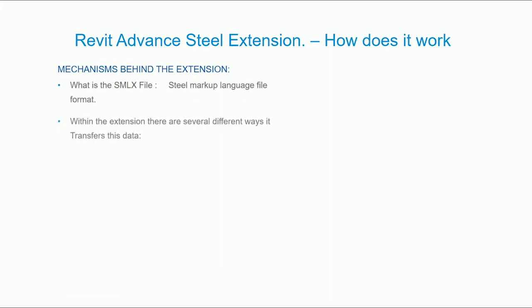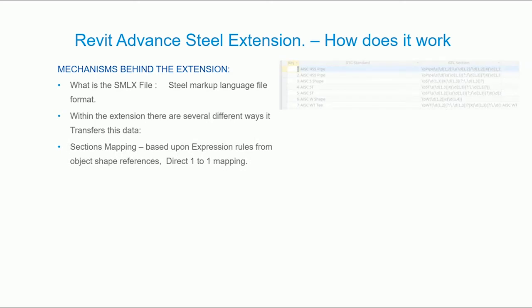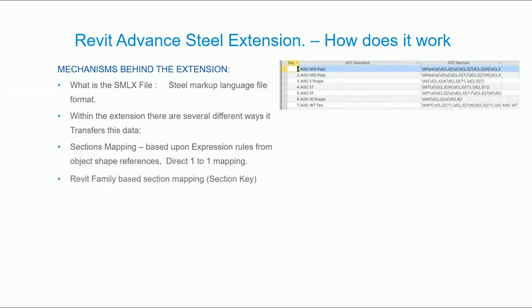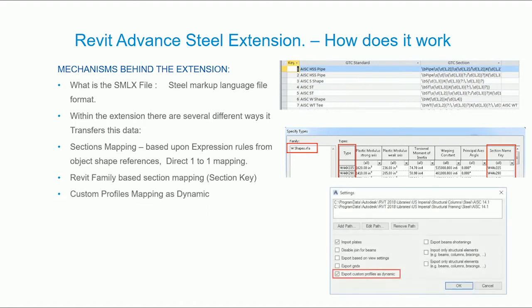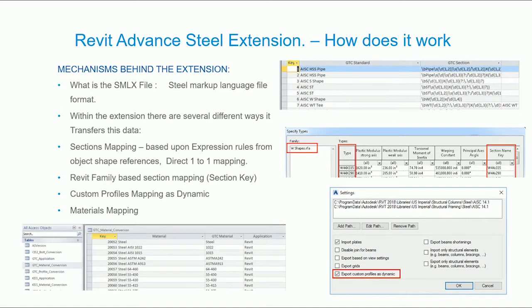So the extension itself, how does it work? What's behind it? What format is it? Are there different ways that it transfers? Originally it started off as just a straightforward expressions formula. It was basically a database in the background. You had a section inside Advanced Steel. There would then be a formula that was written that could express that and transfer it to another platform.